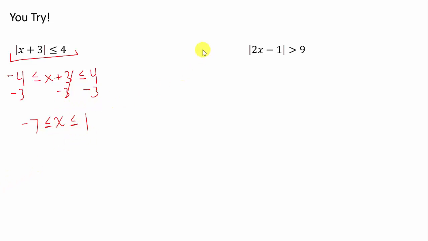Okay, take a minute and try this next problem. Pause your video and then check to see if you get the same answer I did.